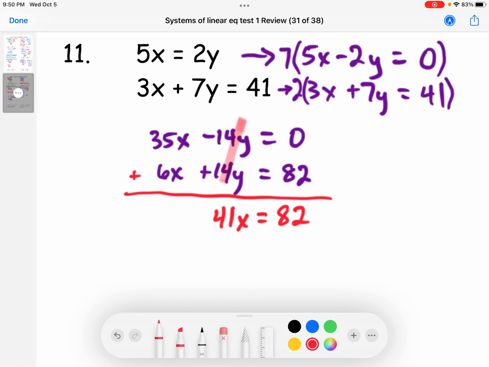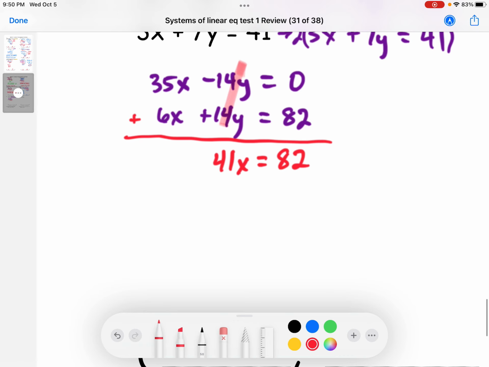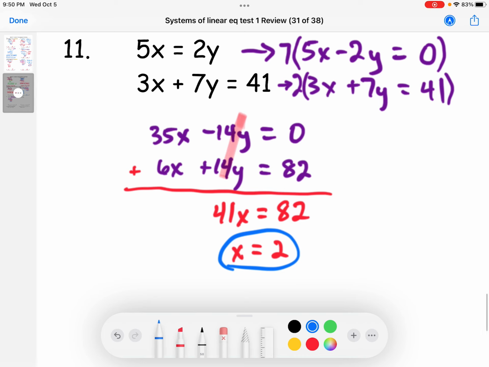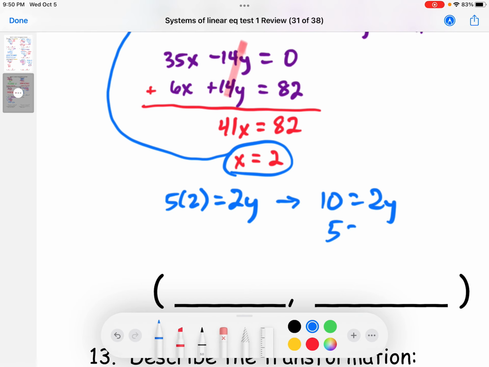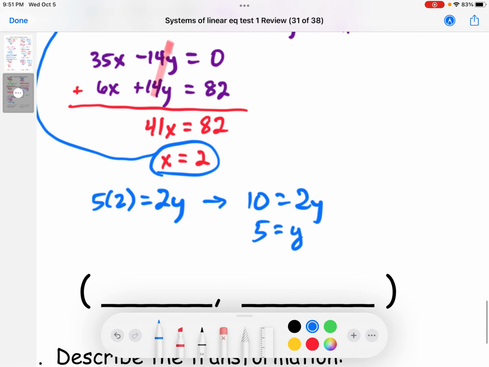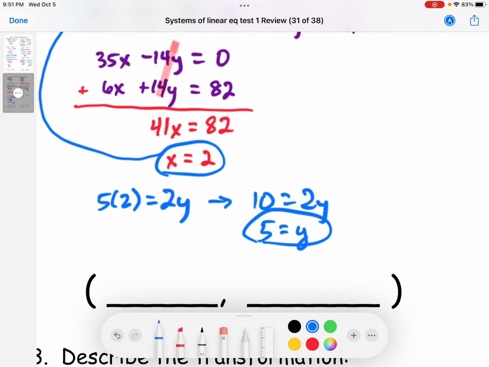It seems like such a big number, such a complicated set of equations, but it's really not, because y'all, x is just 2. When we do that quick little division, x is just 2. Then we can plug it back in up over here: 5x equals 2y. Well, that's 5 times 2 equals 2y. 10 equals 2y. What does that make y? It's 5. Those two blue circles are the two parts of our answer: 2 and 5.